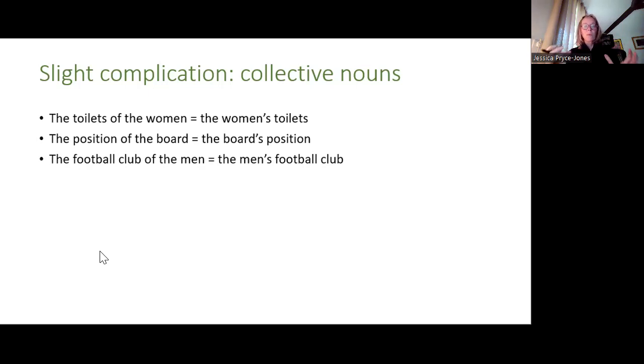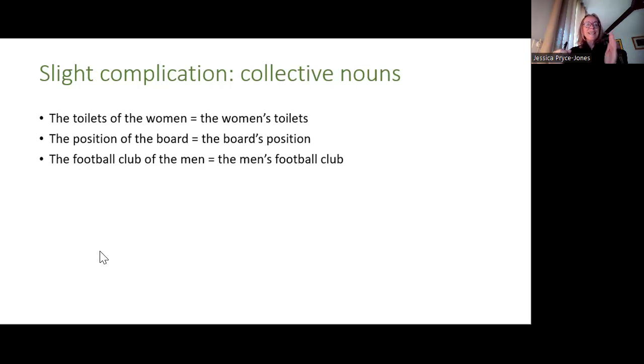Women: you use the word women to mean a whole group of people, and that's what a collective noun is. The apostrophe goes before the S, and you treat it like it's something singular. So it's the same with the board. The board is a group of people. You treat it like it's something singular, and the apostrophe goes before the S. Remember, if it's plural, it goes normally after the S.